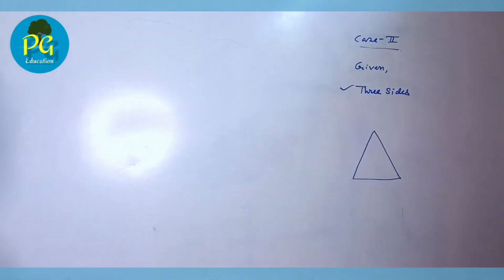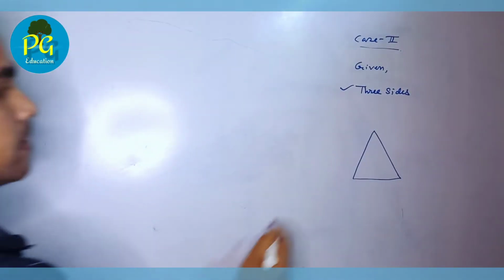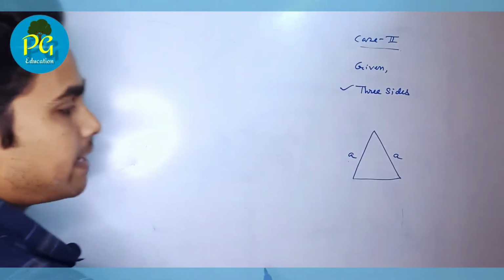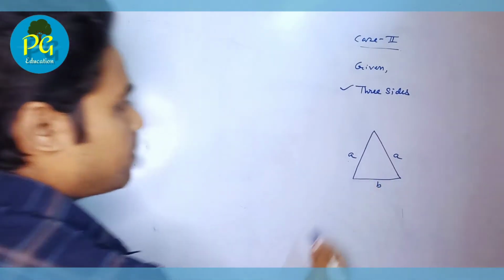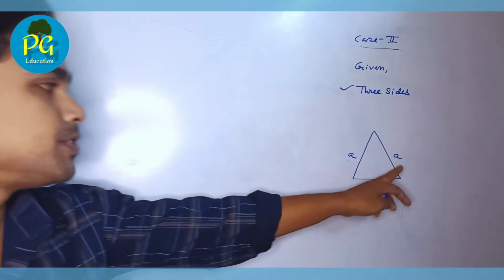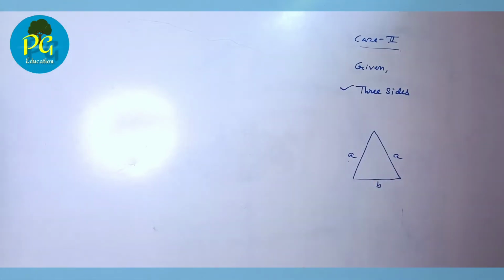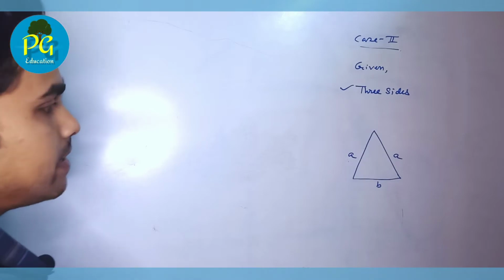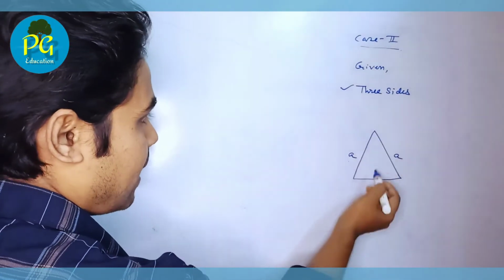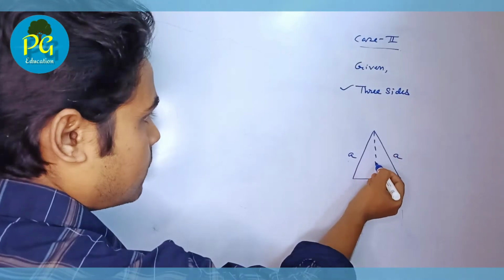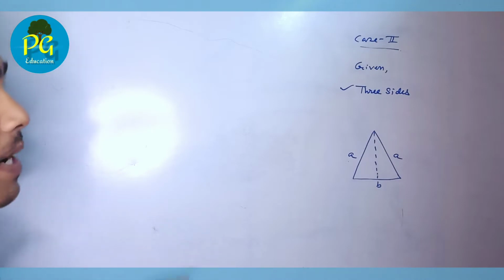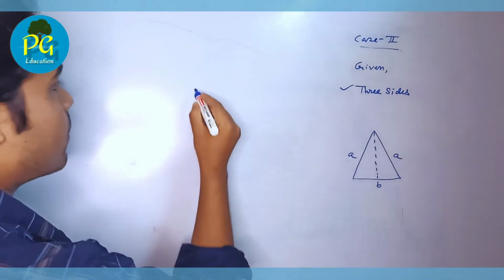It is an isosceles triangle. Suppose this side is A, this side is A and this side is B. That means the values of these three sides are given and the question is to find out the area. To find the area of a triangle, all we need is base and height. This is the height. But the problem is height is not given. We will find out height by Pythagoras theorem.